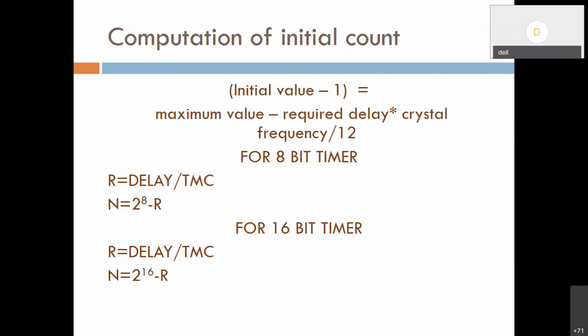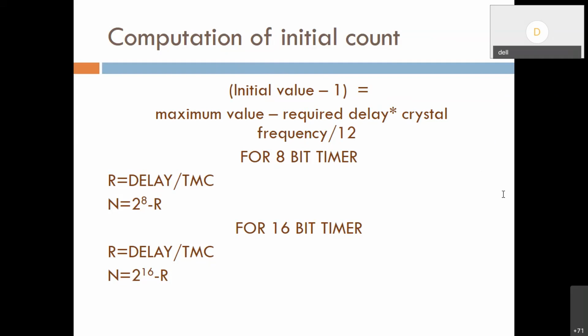Correct. Now to make that bigger formula very simple, for the 8-bit timer and 16-bit timer there are two different formulas. First I will take the 8-bit timer: R is equal to required delay divided by TMC. What is delay? Delay is whatever is required, for example, I want 2 milliseconds of delay. Then what is TMC? It's the machine cycle duration. So how to calculate the machine cycle frequency? Crystal divided by 12 will give the machine cycle frequency.